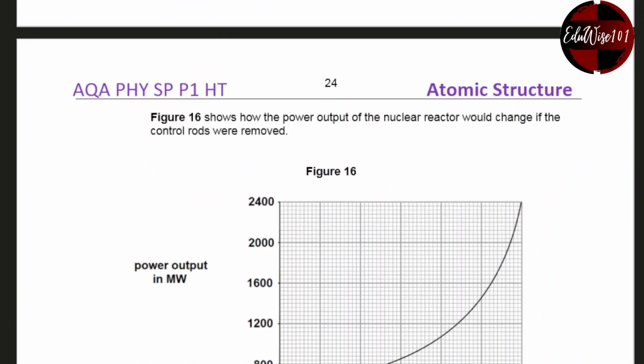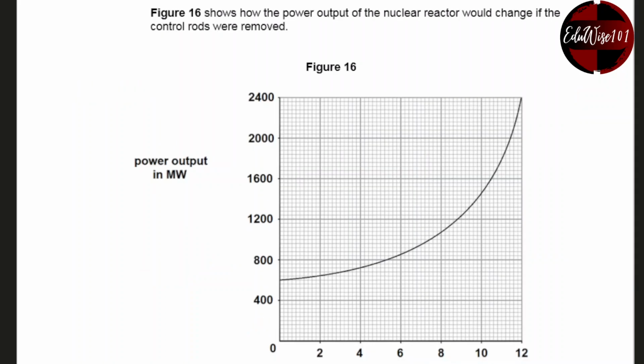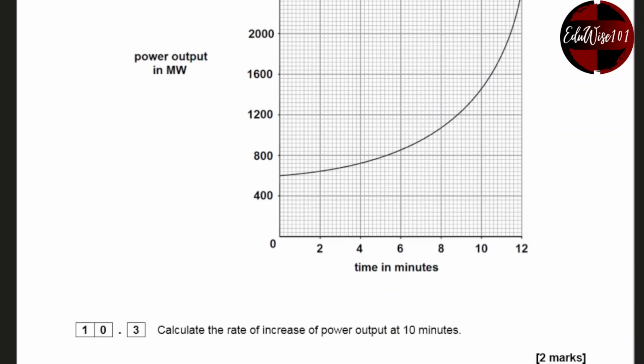Figure 16 shows how the power output from the nuclear reactor would change if the control rods were removed. So if you remove the control rods within about 12 minutes, right, the power output is going to go from about 600 megawatt to more than 2500. So all you need is less than 12 minutes for it to go out of hand, because the chain reaction is quite fast. Calculate the rate of increase of power output at 10 minutes.